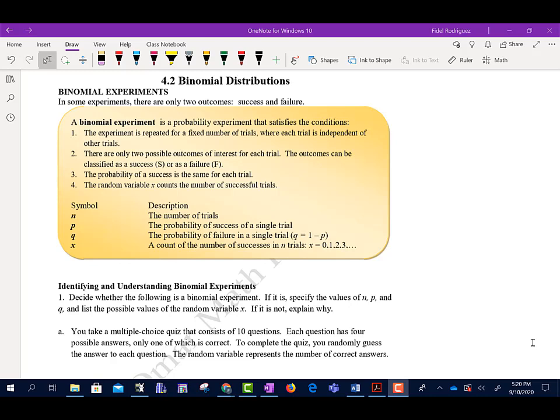Number one, the experiment is repeated for a fixed number of trials where each trial is independent of others. There are only two possible outcomes of interest for each trial. The outcomes can be classified as a success or a failure. The probability of success is the same for each trial, and the random variable x counts the number of successful trials.